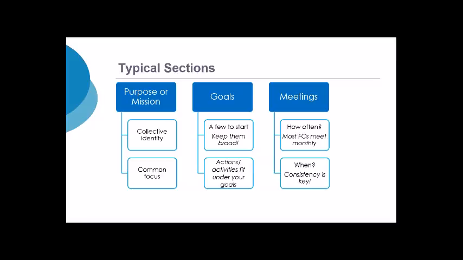Then you're going to move on to your goals. And your goals will likely relate to those 4 puzzle pieces that we talked about: communication, support, advocacy, and education. You want to keep them broad because you want your actions and your activities to fit under your goals. If they're too specific, then you might find that the work you really want to do, you can't quite slot into one of those goals.